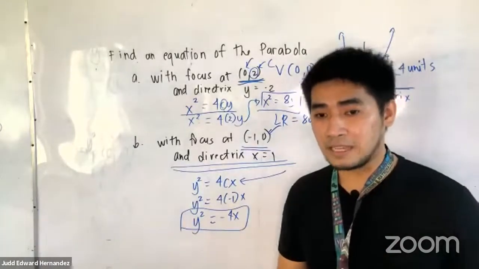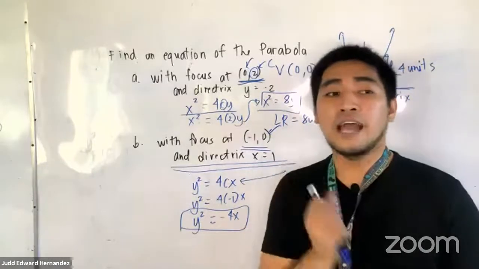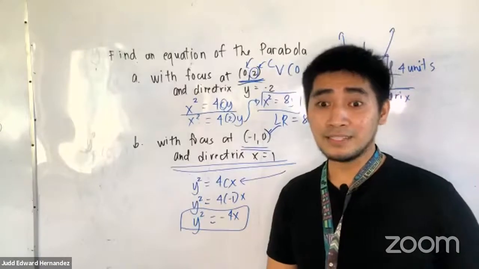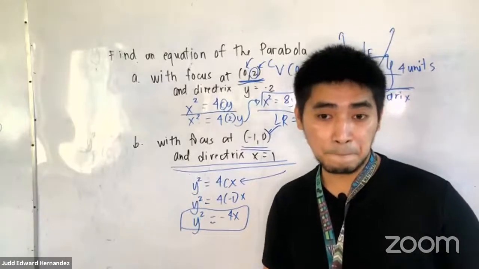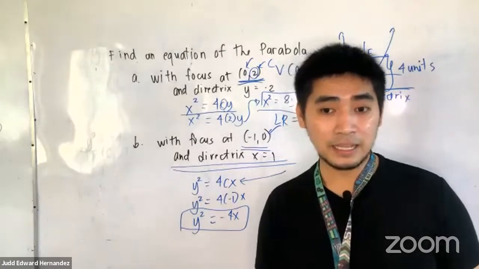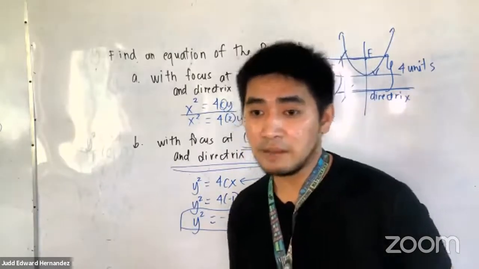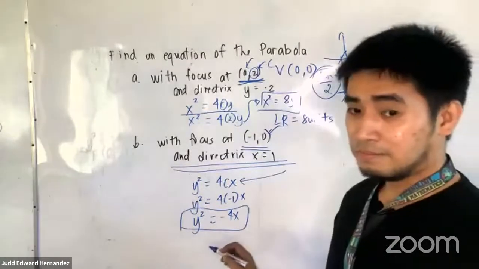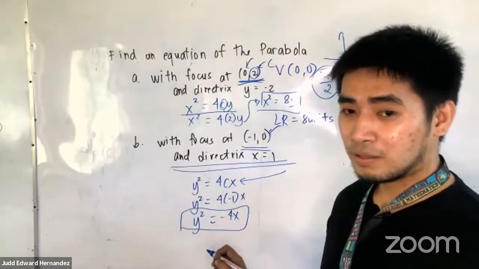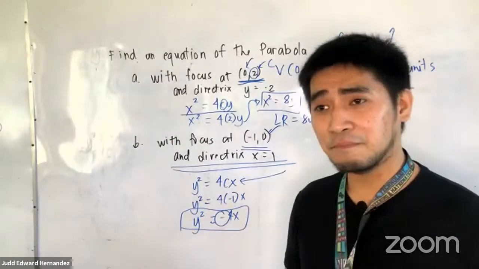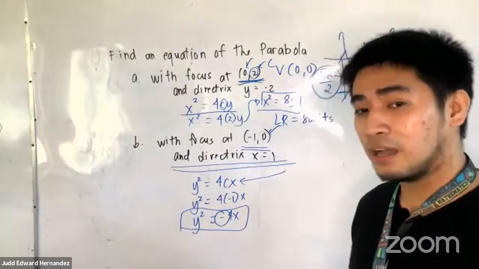Therefore, this is now our parabola. Another one from the class. Tatanungin kita, saan bubukas yung parabola? Sa taas, sa baba, sa kanan, sa kaliwa? Who would like to answer? Kaliwa po. Bakit sa kaliwa? Kasi po negative po. Kasi negative. At paano mo nalaman na sa kaliwa?